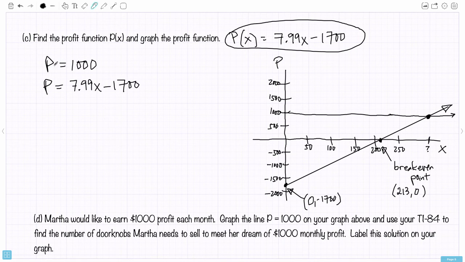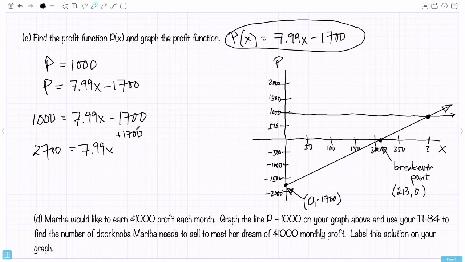This is a system of equations where I can solve, but rather than using elimination, it's even easier to just use substitution, to substitute 1000 in for the profit. So if the profit is 1000, then what would the x have to be to make the profit 1000? You see, I can get the exact value algebraically. Even with the calculator, I'm potentially getting an approximation. So we'll add 1700 on both sides. So that's 2700 equals 7.99x, right? Because I added 1700 here and added 1700 over on the other side of the equal.